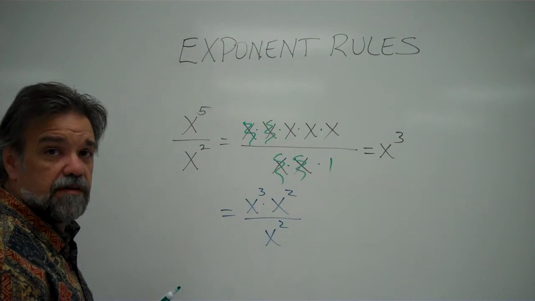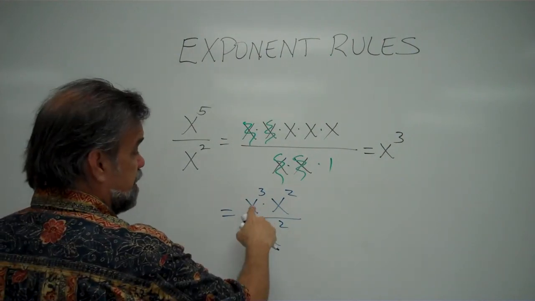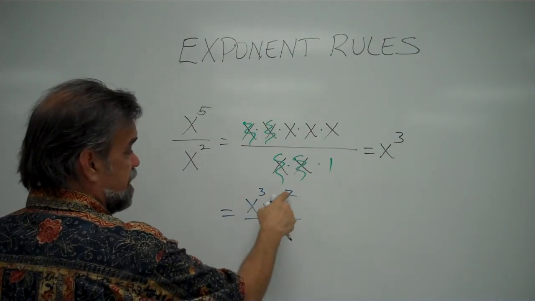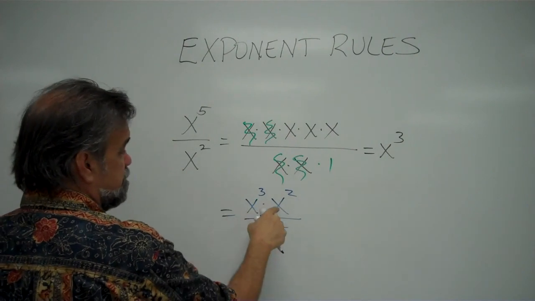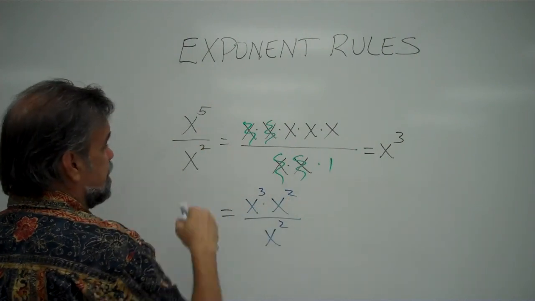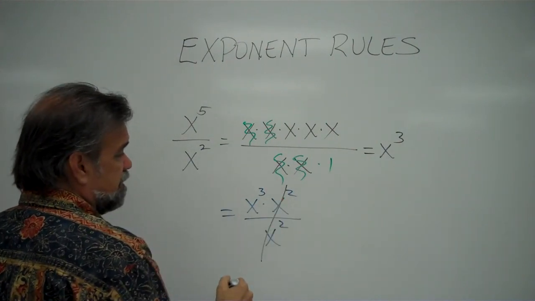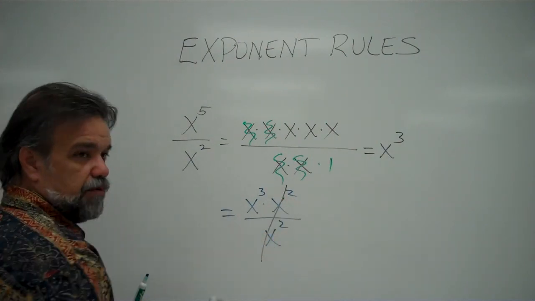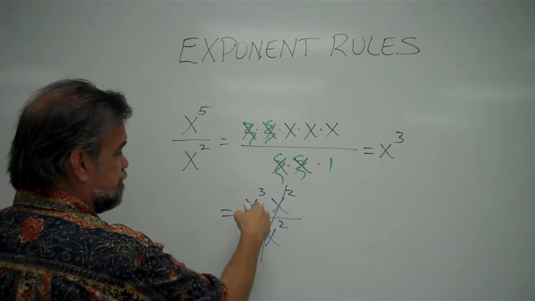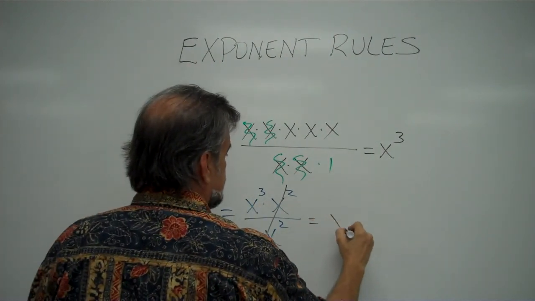I believe it is. Because if you remember, when you're multiplying and you have the same base, you just add the exponents. So x to the third times x squared would be x to the fifth. Well, if I write it this way, it's pretty obvious to see that I can just do x squared over x squared, that's just 1. So I'm just left with x cubed.